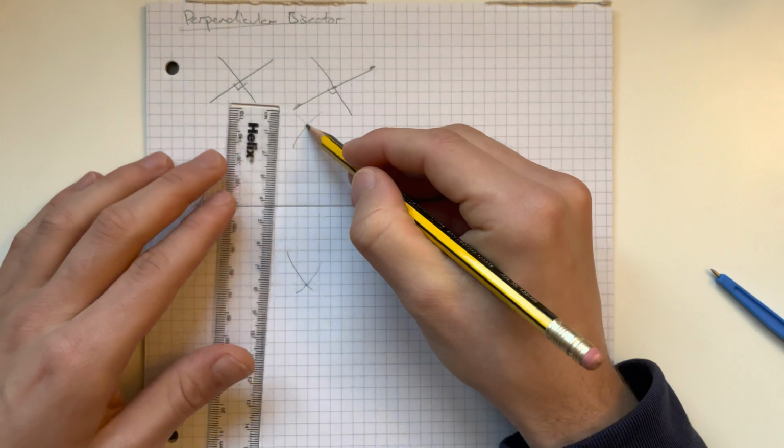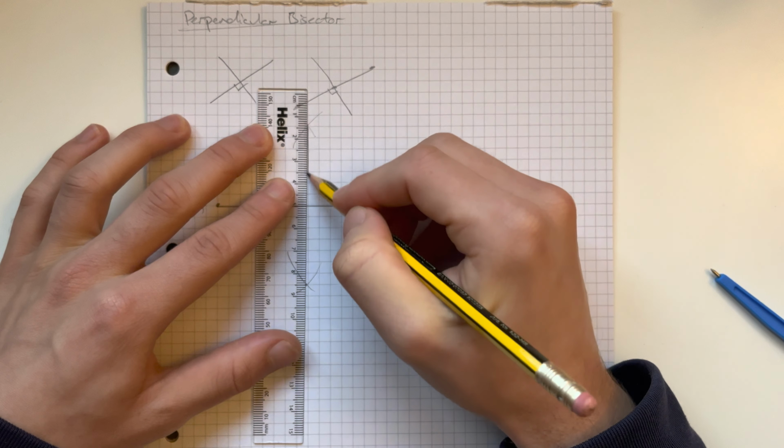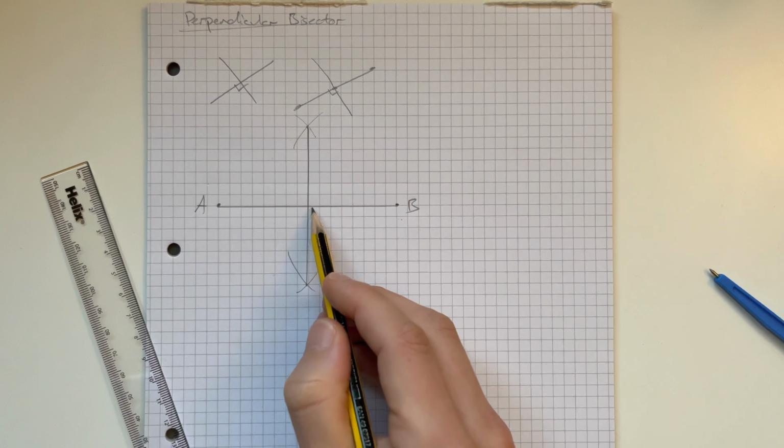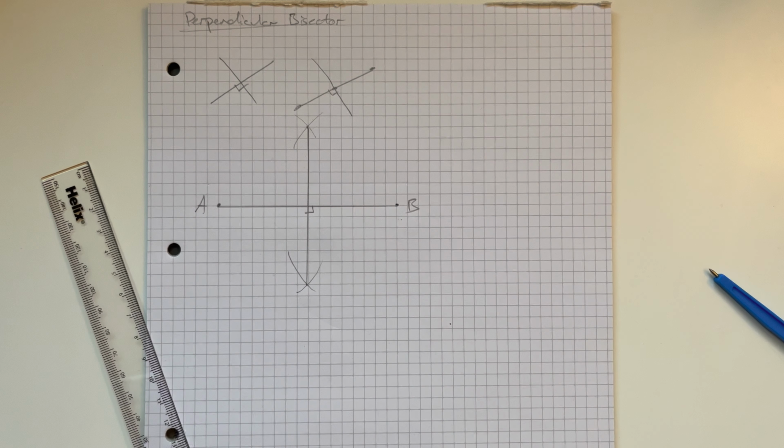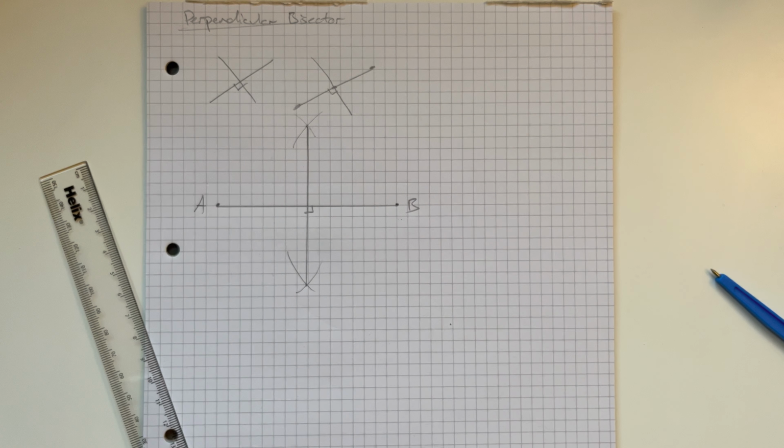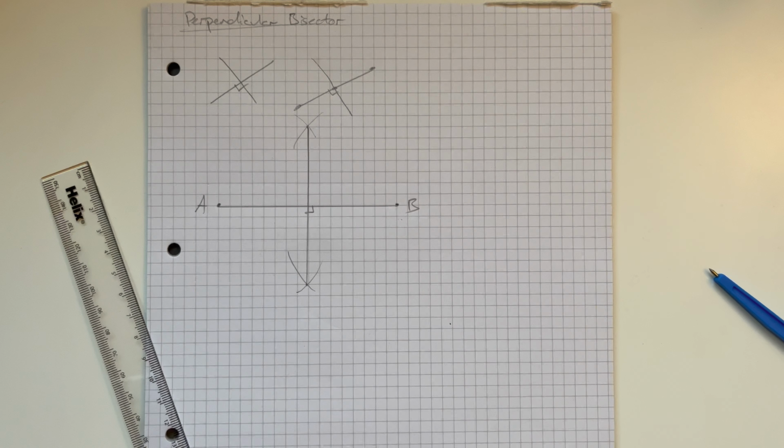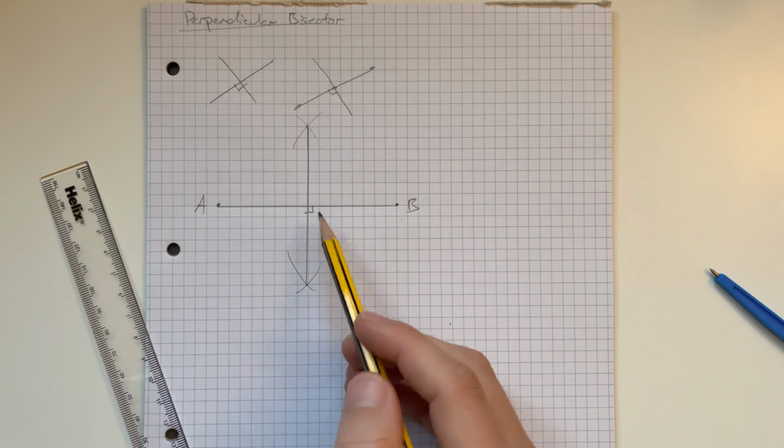And now we simply go and connect those up. Beautiful. That will be our perpendicular bisector. This line that we've drawn connecting the two intersections is the perpendicular bisector. That should be right in the middle, and it should be 90 degrees.